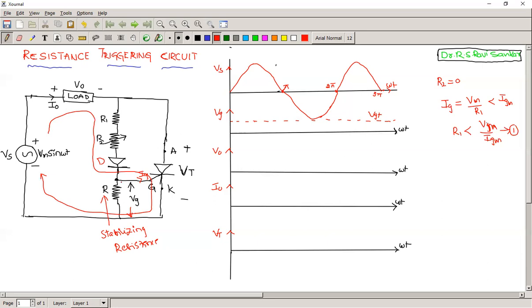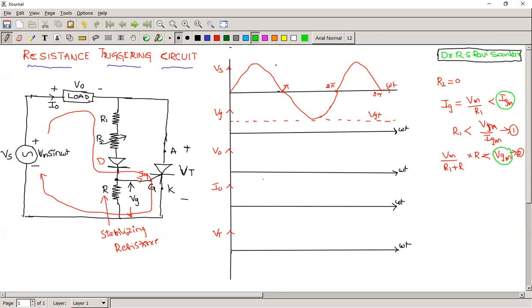So how are we going to find out this current? Again, R2 is 0. So the maximum current is Vm by R1 plus R, into R, which should be less than the Vgm, nothing but the maximum gate voltage. This value is also given by the manufacturer. You see here, you remember these points. This value is given by the manufacturer. This value is also given by the manufacturer.